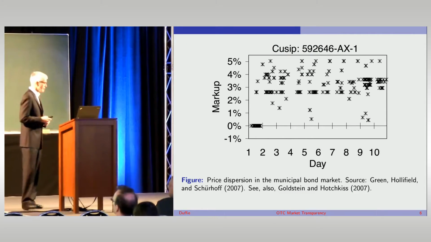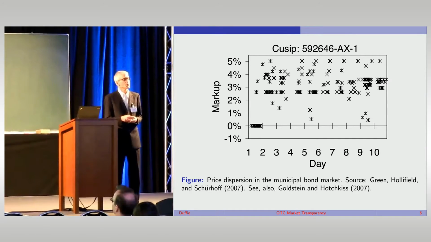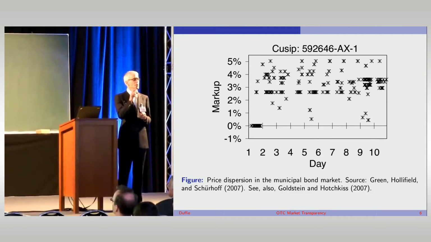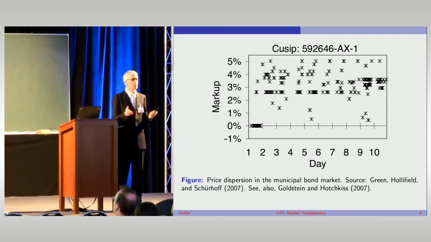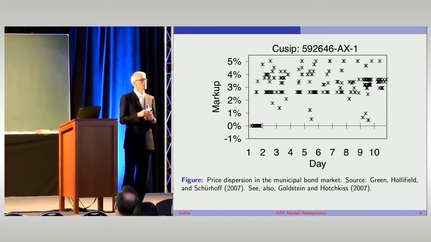Just to give you an idea about how difficult it is to know what the going price is for a financial instrument, I'm plotting here on this chart the prices at which a specific bond, a municipal bond in the United States, was traded on each day after it was issued. And this, by the way, is not an unusual or pathological case, but if you look at the numbers on the vertical axis, you would almost not believe that some investors are paying 2 or 3% or more of the value of the bond, more than other investors are paying for the same bond on the same day.